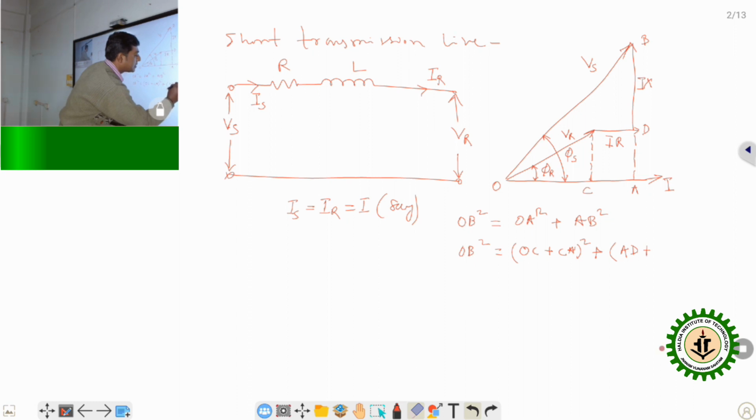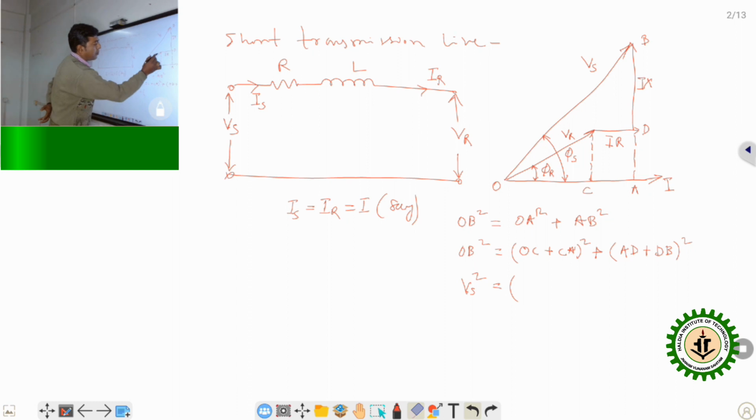AD plus DB square. OB means, what is the value of OB? Which is VS square. OC means, if I create the two components of VR, this will be VR cos phi r and this will be VR sin phi r.